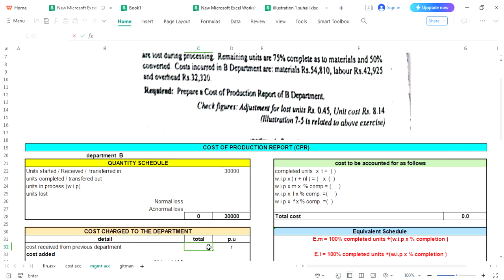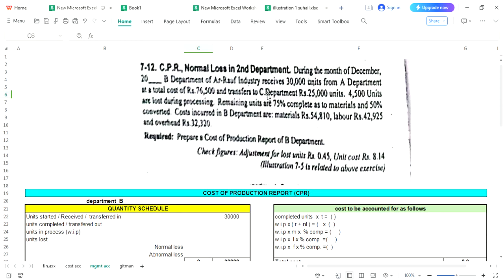How much amount is it? 76,500. So you are putting 76,500 over here. You may look at it again. 30,000 units were received from department A. It is the previous department, and you are receiving cost from the previous department, 76,500. It is total cost, so capital R we have posted. Total cost received from previous department 76,500. And transfer to C. It means C is the next department, and you are transferring units. Here you can see 25,000 units are being transferred.